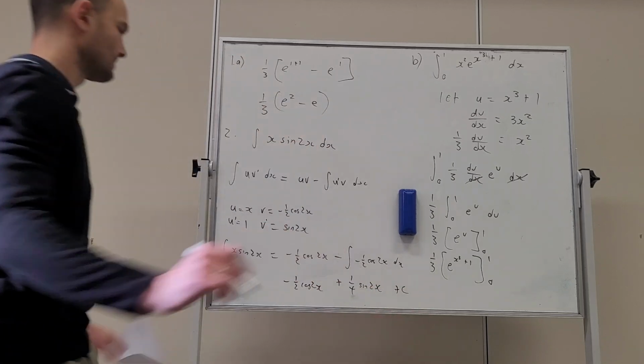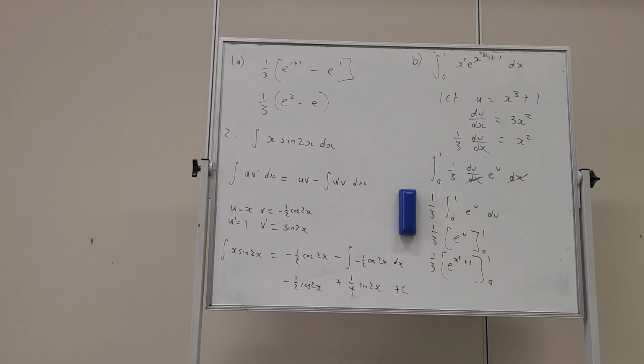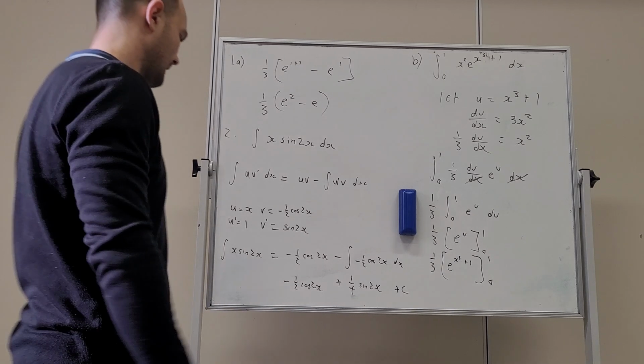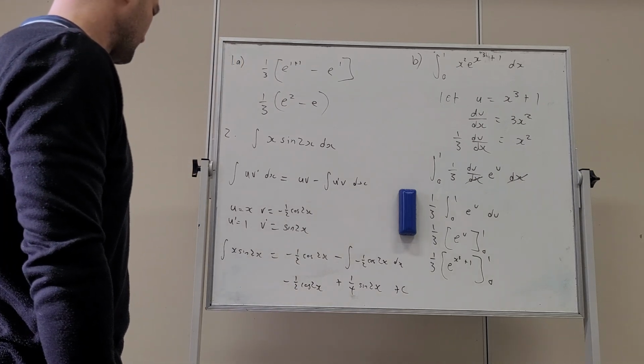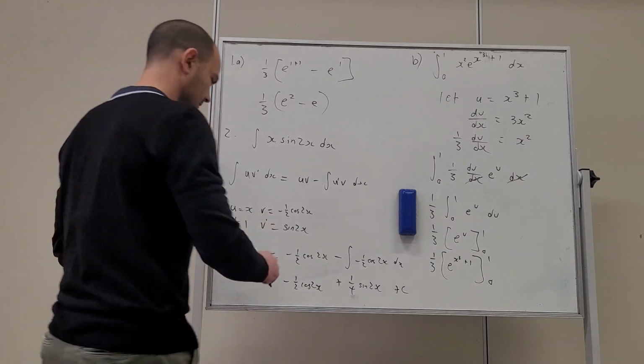All right, which is exactly what they've stated for us. A quarter sine 2x, take half of x cos 2x. Why am I missing an x? u dash v, not uv. Very good.